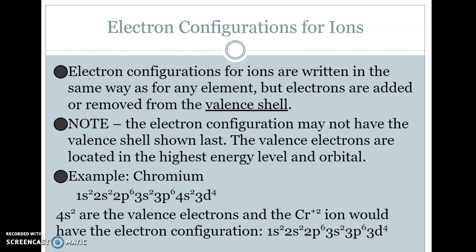So we would remove 4s2, and we would have a new electron configuration missing the 4s2. So we would have 1s2, 2s2, 2p6, 3s2, 3p6, and 3d4. So taking away the 4s2.